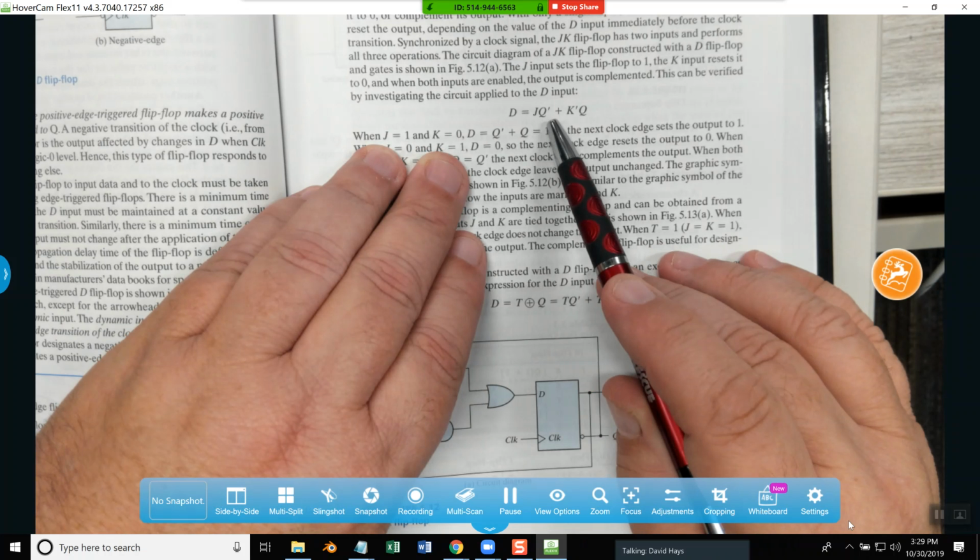It's similar to the graphic symbol of the D flip-flop, except now we put some marks, J and K. It's just talking about the graphic symbol down here. We got J and K.